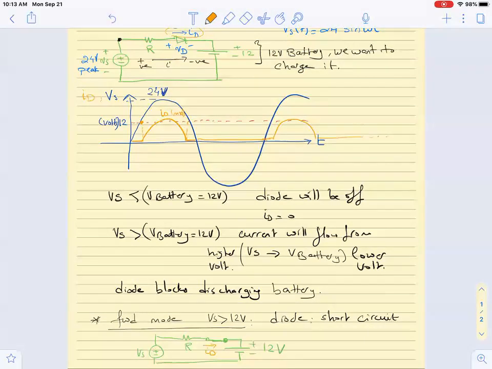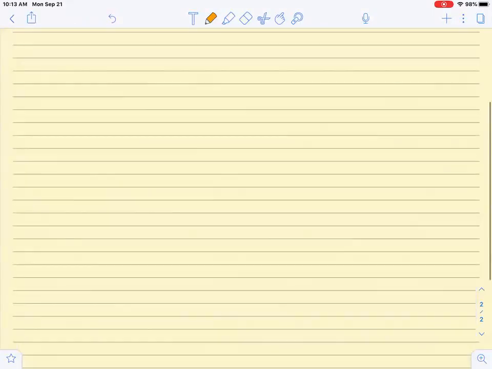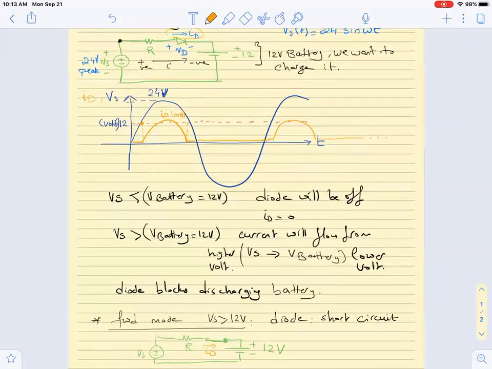Okay, so in this scenario now I can solve for what ID is. What is the equation for ID? Let us write it and move it to another page. ID is equal to what? Is it difficult to guess what ID is? VS minus 12 over R. So this is Vs minus 12 over R, and this equation is only valid when Vs is greater than 12, because then the diode is a short circuit.